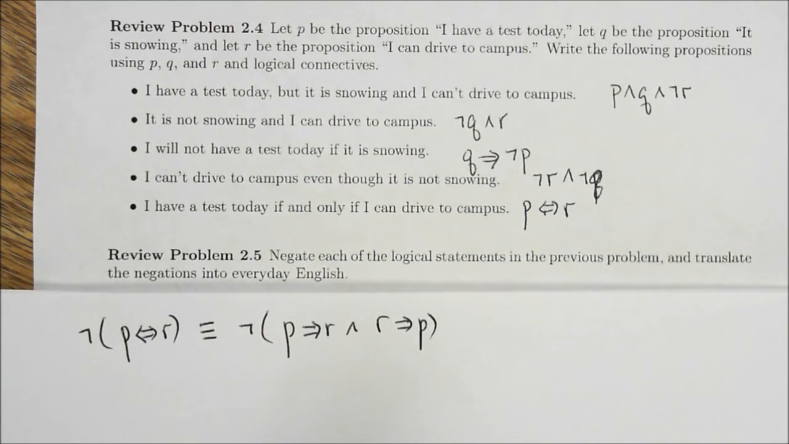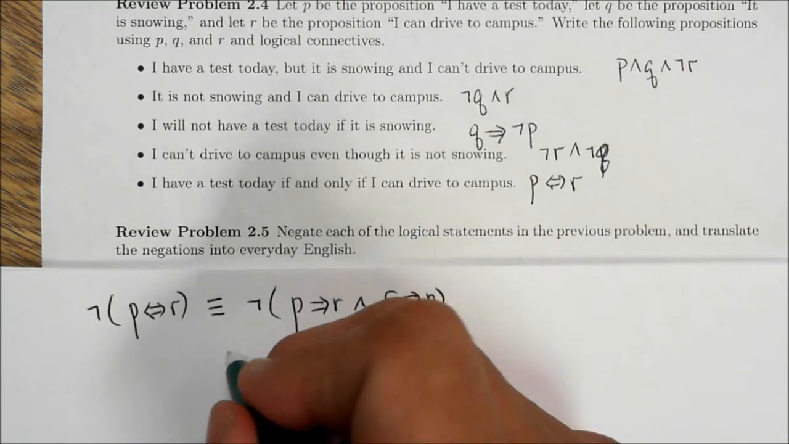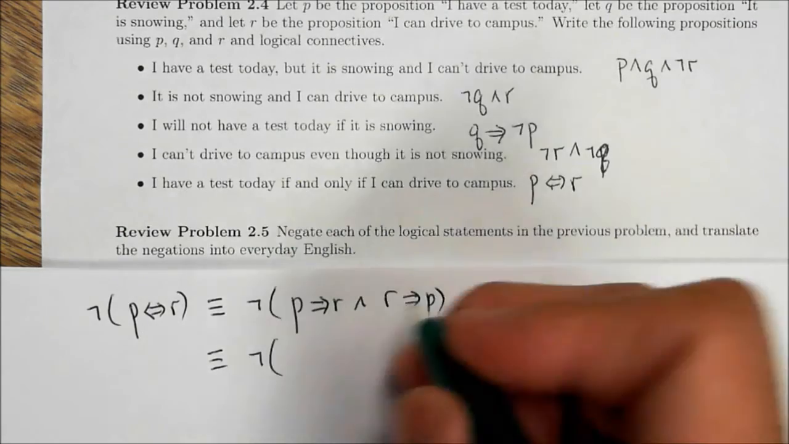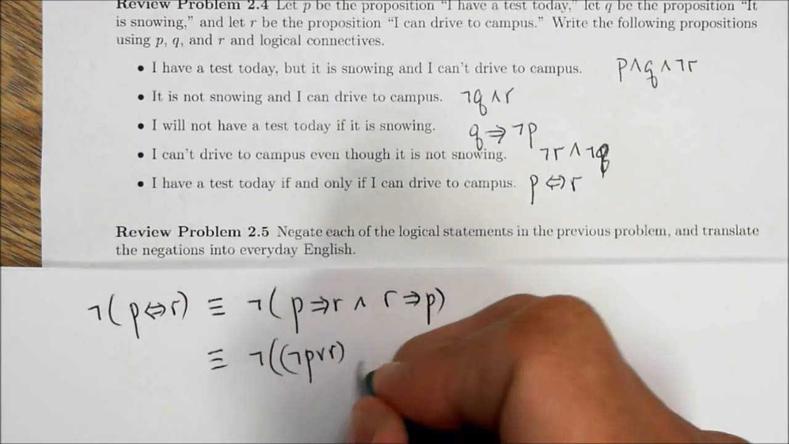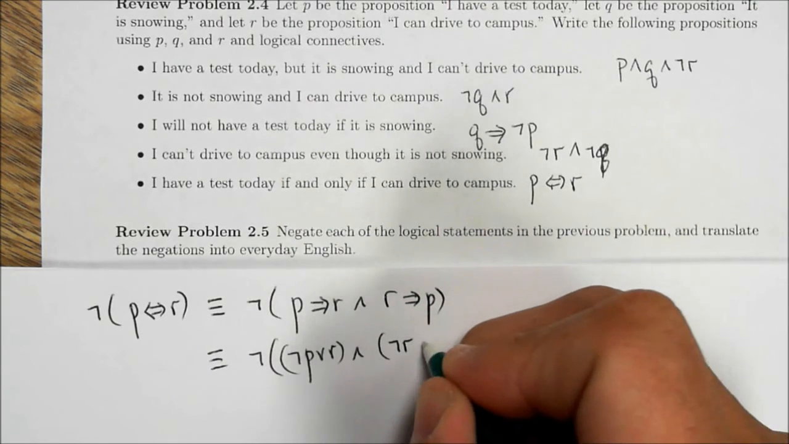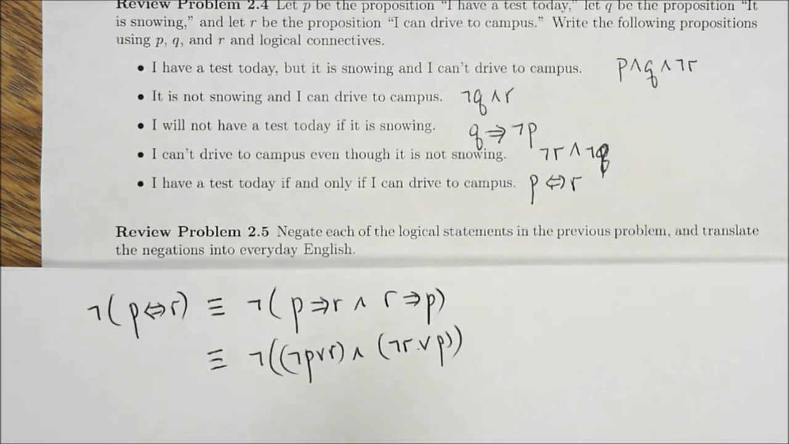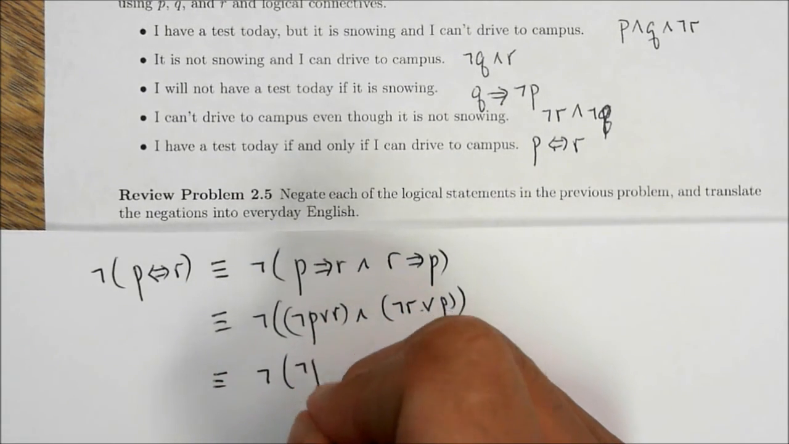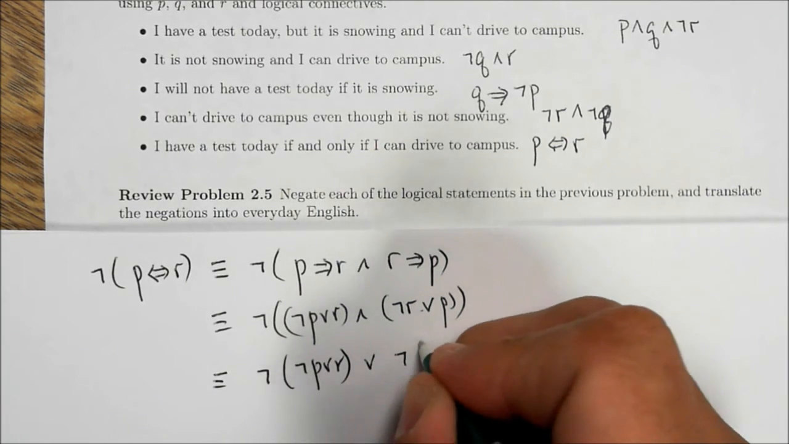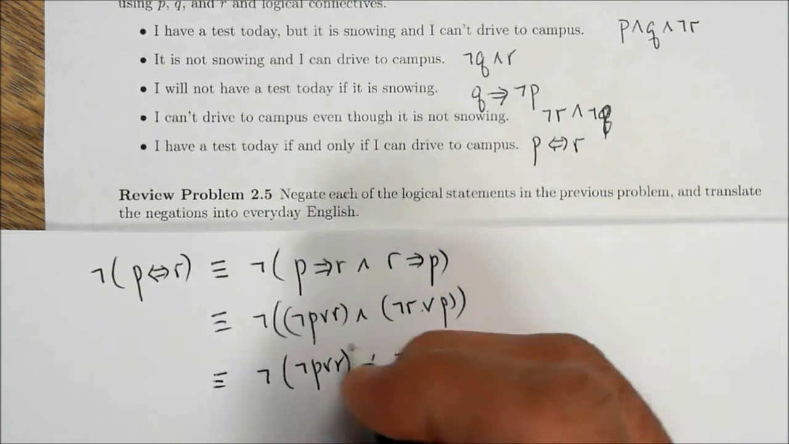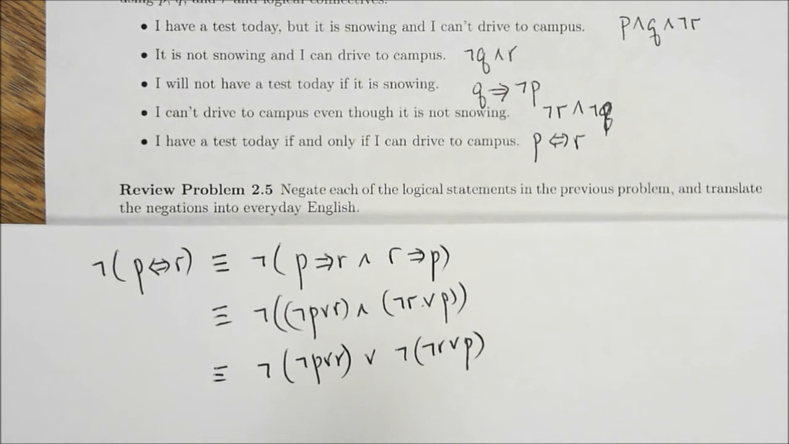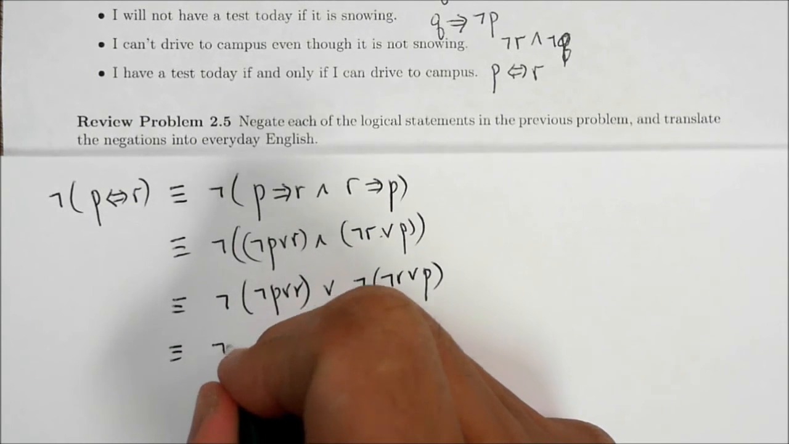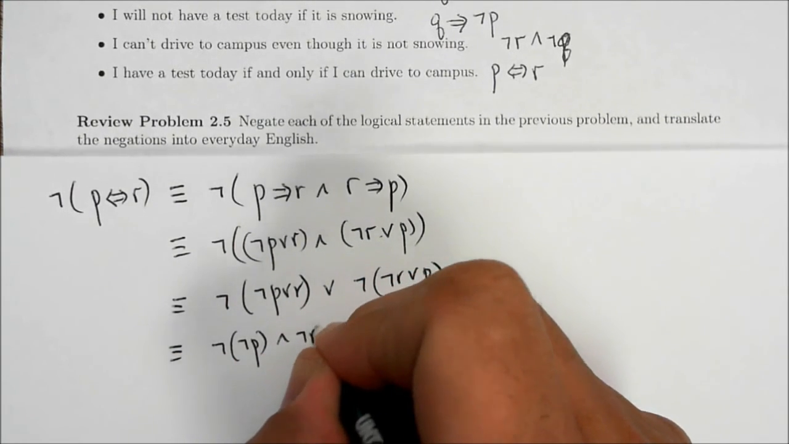That's not going to be something shown in class. Okay, then I'll convert both of those implications into ORs. So not P or R, and not R or P. Then by De Morgan's laws, that's not the first and not the second. Then by De Morgan's laws again, this will be not the first and not the second.